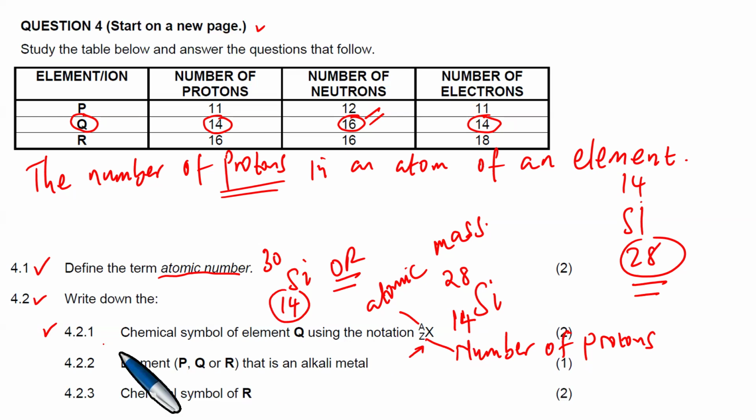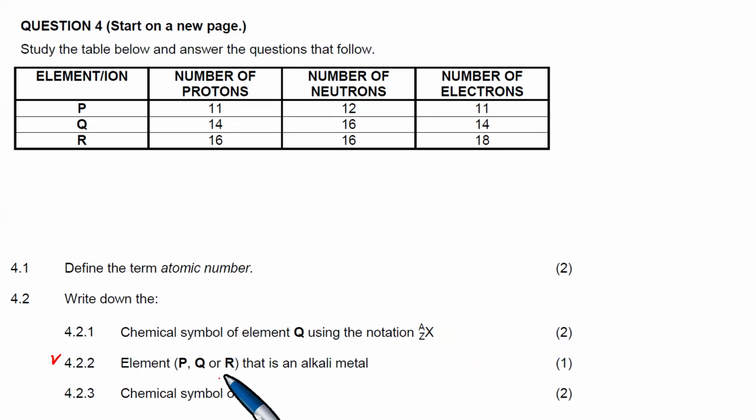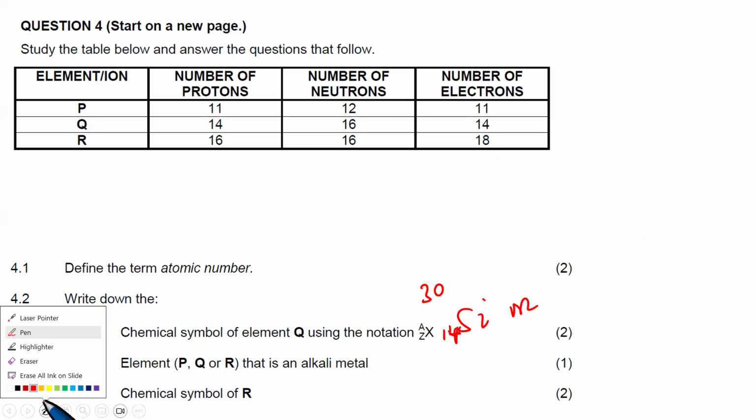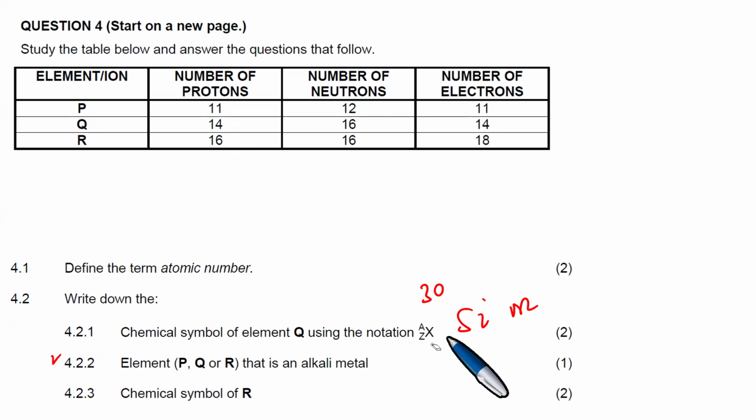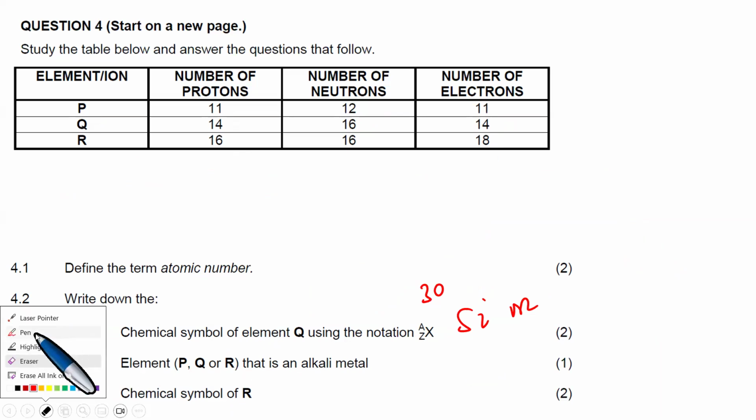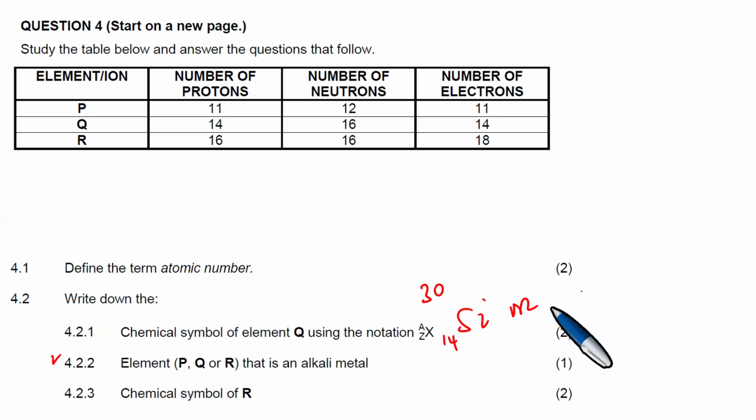Now, I want us to continue to look at 4.2.2. Element PQR. This one we saw is silicon, and here you can put 30 and 14. Or you can put silicon, and then this is 28 together with 14.